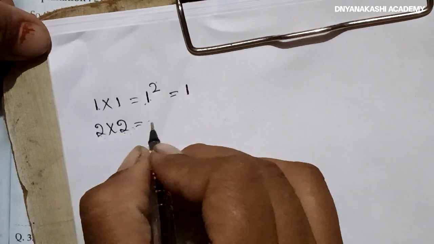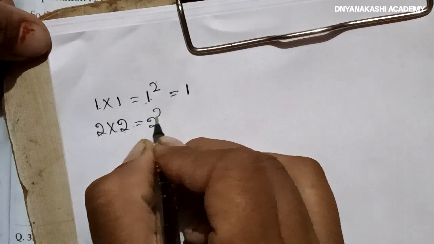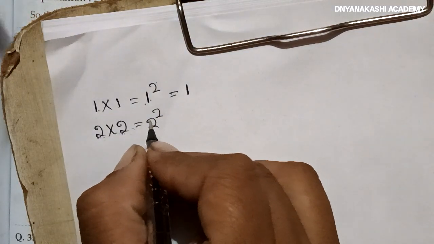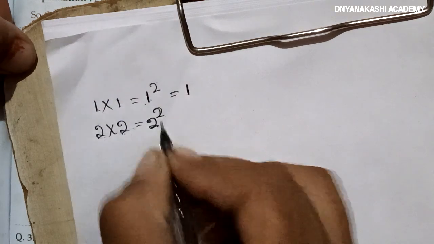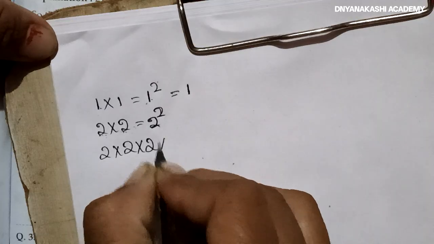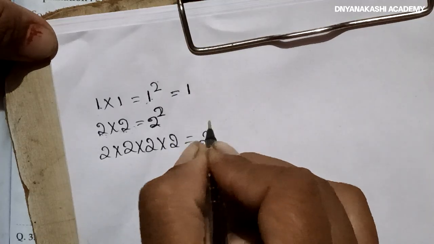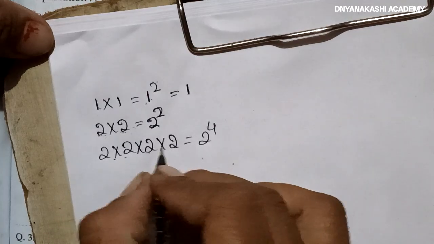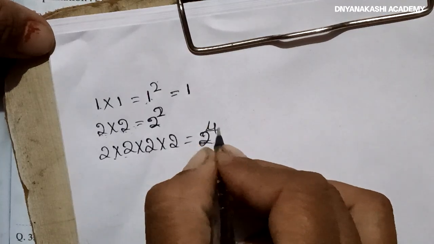2 is in 2 times multiplication, so I write 2 raised to 2. Suppose I multiply 2 four times. How to write this? 2 raised to 4, right? Because 2 is multiplied 4 times, so I write 2 raised to 4.